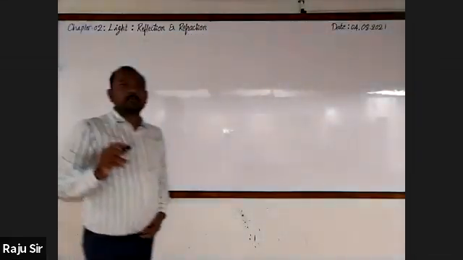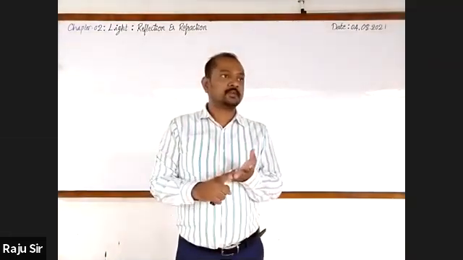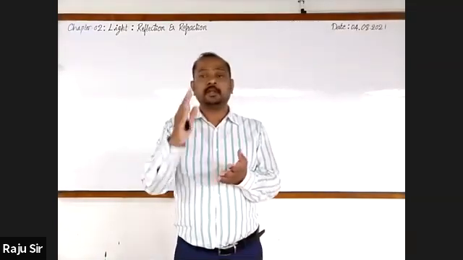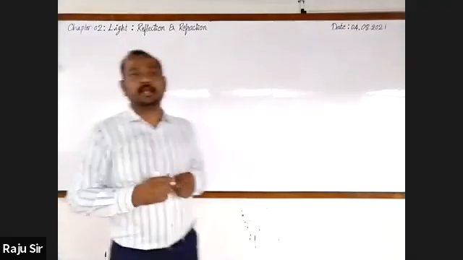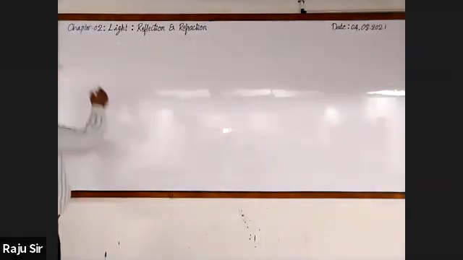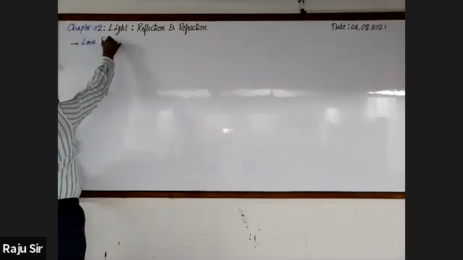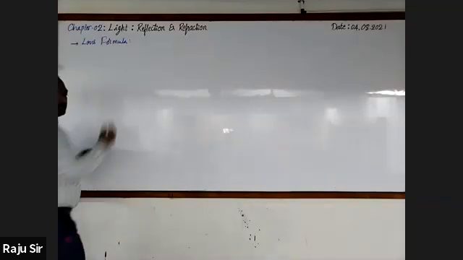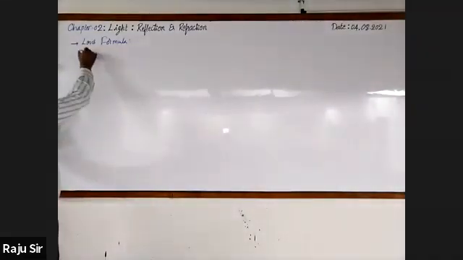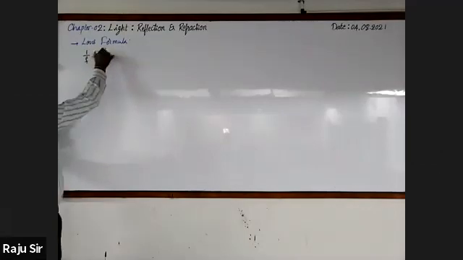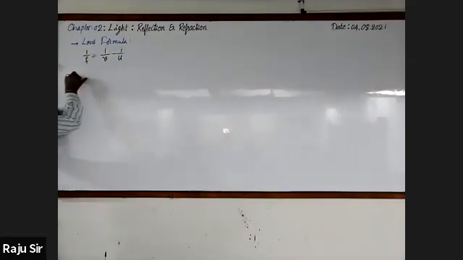You know that lens formula gives the relationship among the object distance from the lens, image distance from the lens, and also focal length of the lens. What is that relationship? 1 by f is equal to 1 by v minus 1 by u.